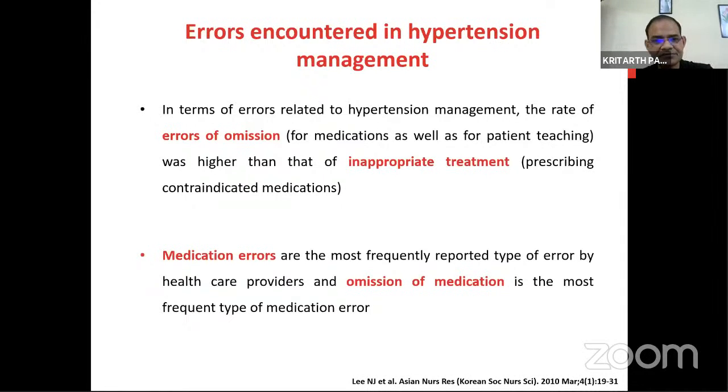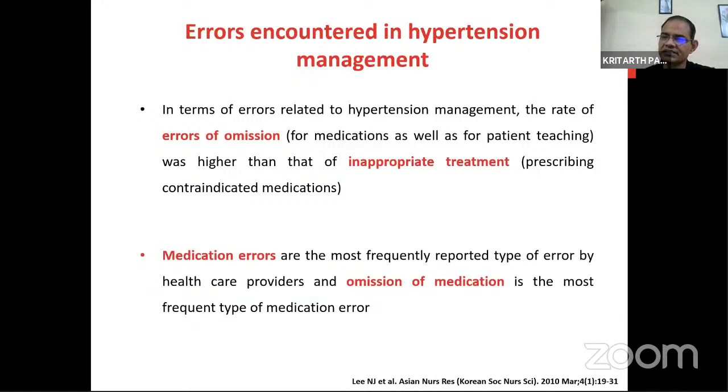Errors encountered in hypertension management. In terms of errors related to hypertension management, the rate of error of omission for medication as well as for patient teaching was higher than that of inappropriate treatment. It means wrong medications are very rarely prescribed by physicians, but at the patient level, patient teaching, lifestyle modification, how to take drugs, and at which time we should take drugs are usually omitted. Medication errors are the most frequently reported type of error by healthcare providers, and omission of medication is the most frequent type of error.